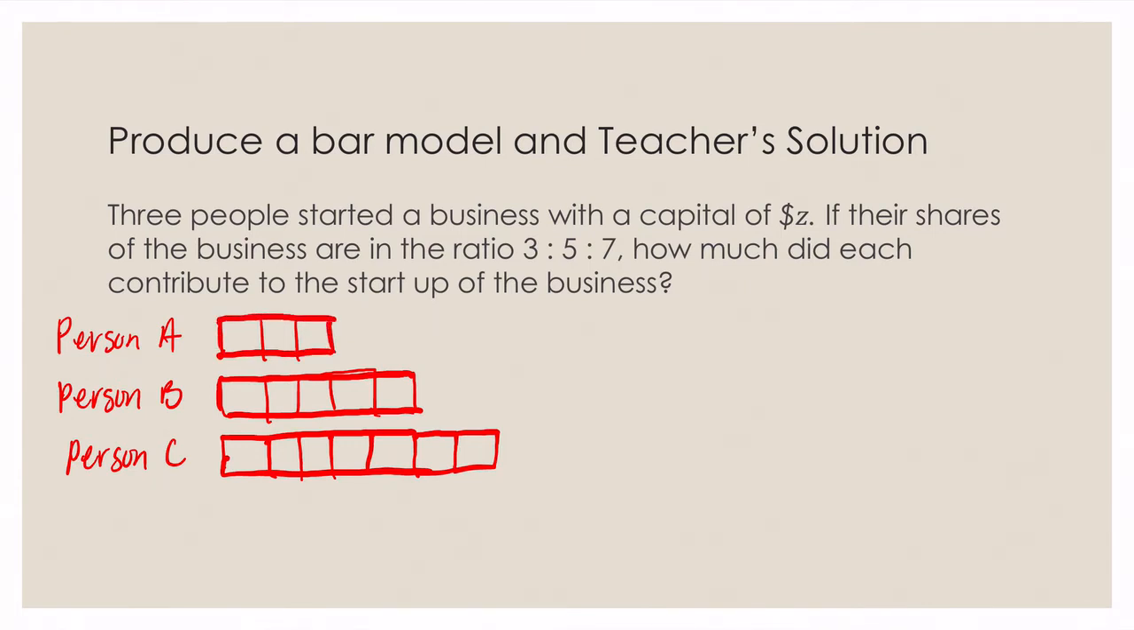Now, we know that everything that they contributed was $Z, so we're going to put a big brace here and put our $Z here. Okay. Now, when we solve these ratio problems or anything in the bar models, we want to try to get a unit solution. So one piece. Okay, so we're going to let X be that piece. Once we find out what 1 unit is, we're going to say, okay, person A did 3 of those units, person B did 5, and person C did 7. Okay, so we're going to do: let X be 1 unit of business capital.